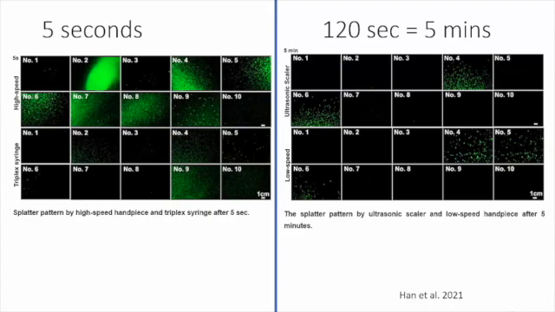So things that would certainly be in aerosol. The left-hand side shows you the different locations for a high-speed and a triplex syringe used for just 5 seconds. I want you to compare that to the right-hand side panel, which is the low speed and the ultrasonic in the same locations used for 5 minutes. Just shows you the propensity of the high speed and the triplex to produce these sorts of small particles.